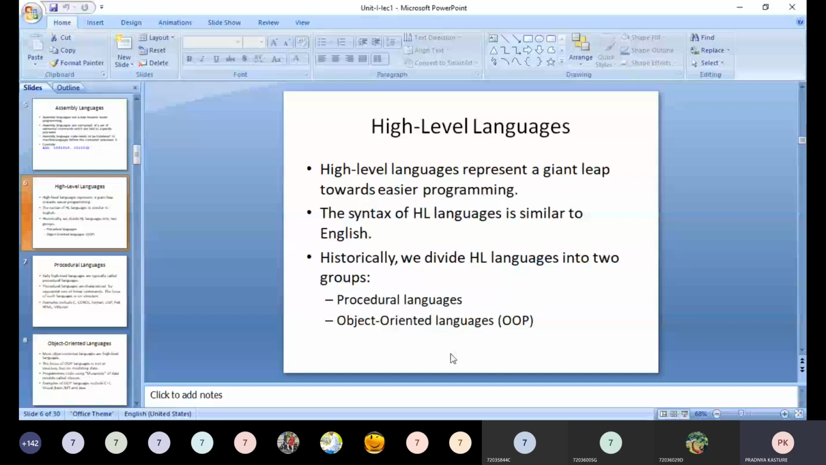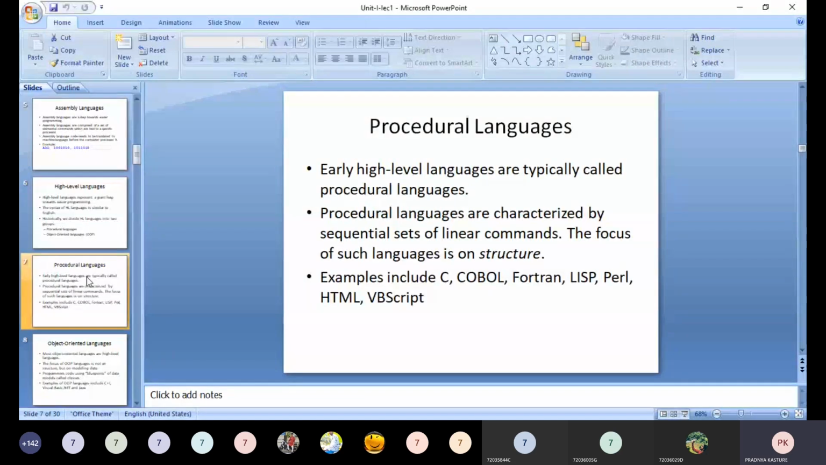Right. So what do we mean by procedural languages? Early high level languages are typically called procedural languages. Procedural languages are characterized by sequential sets of linear commands, which means commands are executed one after another. The focus of such languages is on the structure. How is the structure of the program? This is the main important concept for procedural languages.